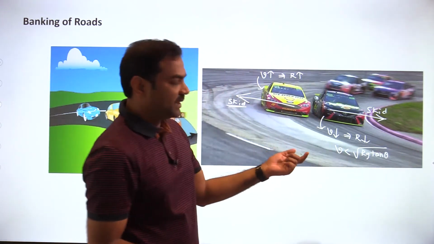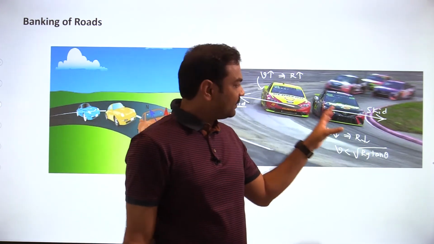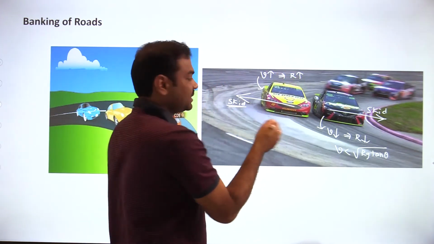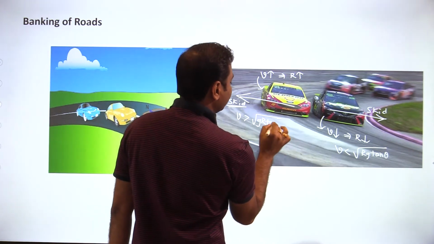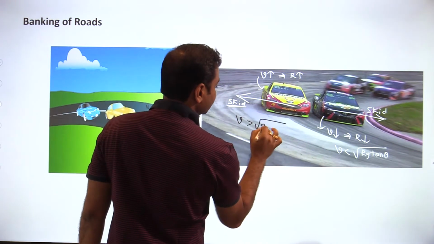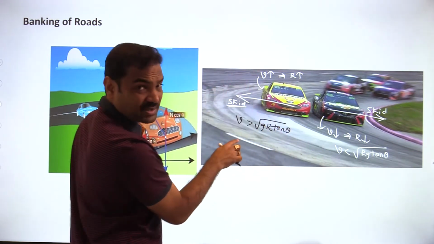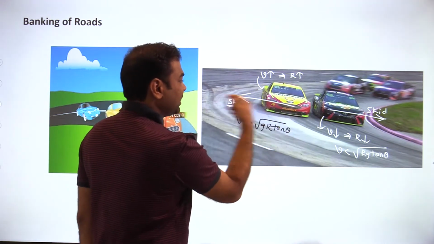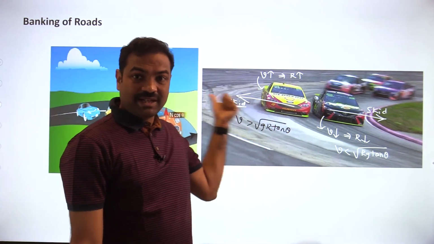When our speed is maintained less than root g r tan theta, the radius is decreasing and the car will try to skid inward. When velocity is increasing, what is the meaning of speed increasing? Speed increasing means V is greater than root g r tan theta. When you are maintaining more speed, you are crossing the value of root g r tan theta. So the r value has to increase, and it will skid outward. Speed increases, it skids outward.